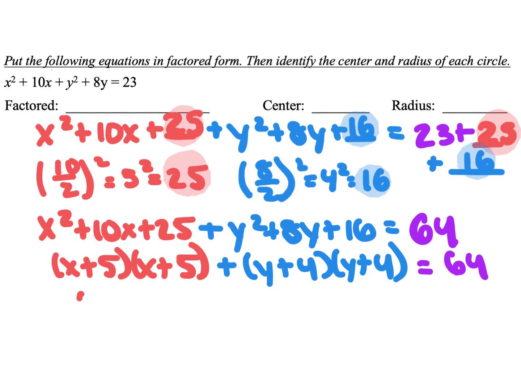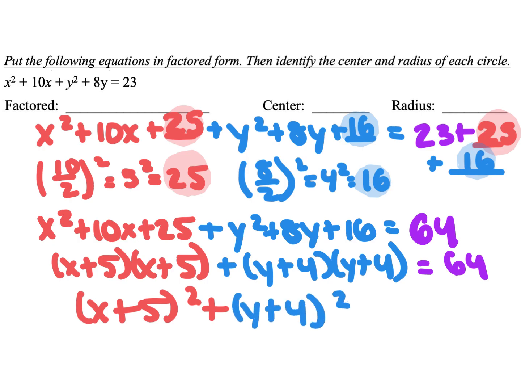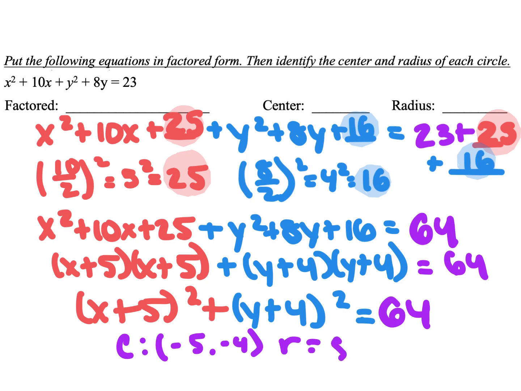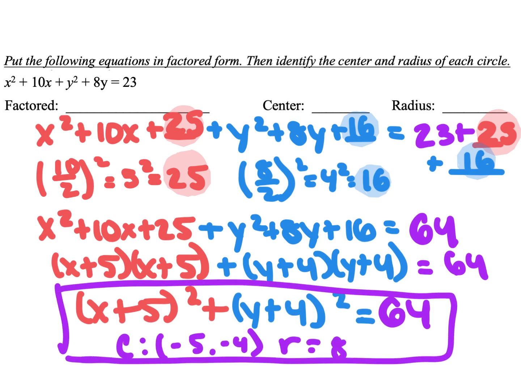So this would become x plus 5 squared plus y plus 4 squared equals your radius of 64, which we know the center, again, this is the x, not the y, the center would be at negative 5, negative 4, and the radius is 8, which you could then graph as needed.